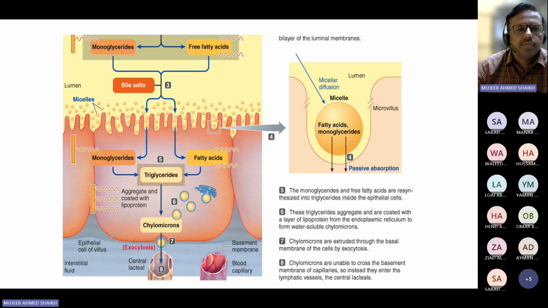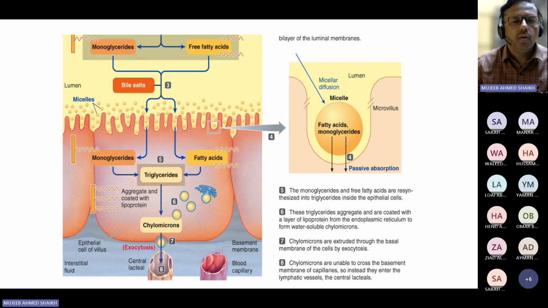So here are the steps. In the form of monoglyceride and fatty acid, they will combine with the bile salts to form the micelles. These micelles will reach the membrane. When they reach the membrane, they will easily change their shape into two parts, that is, the bile salts and the monoglyceride separate, and they will move into the cell because they don't require any protein.